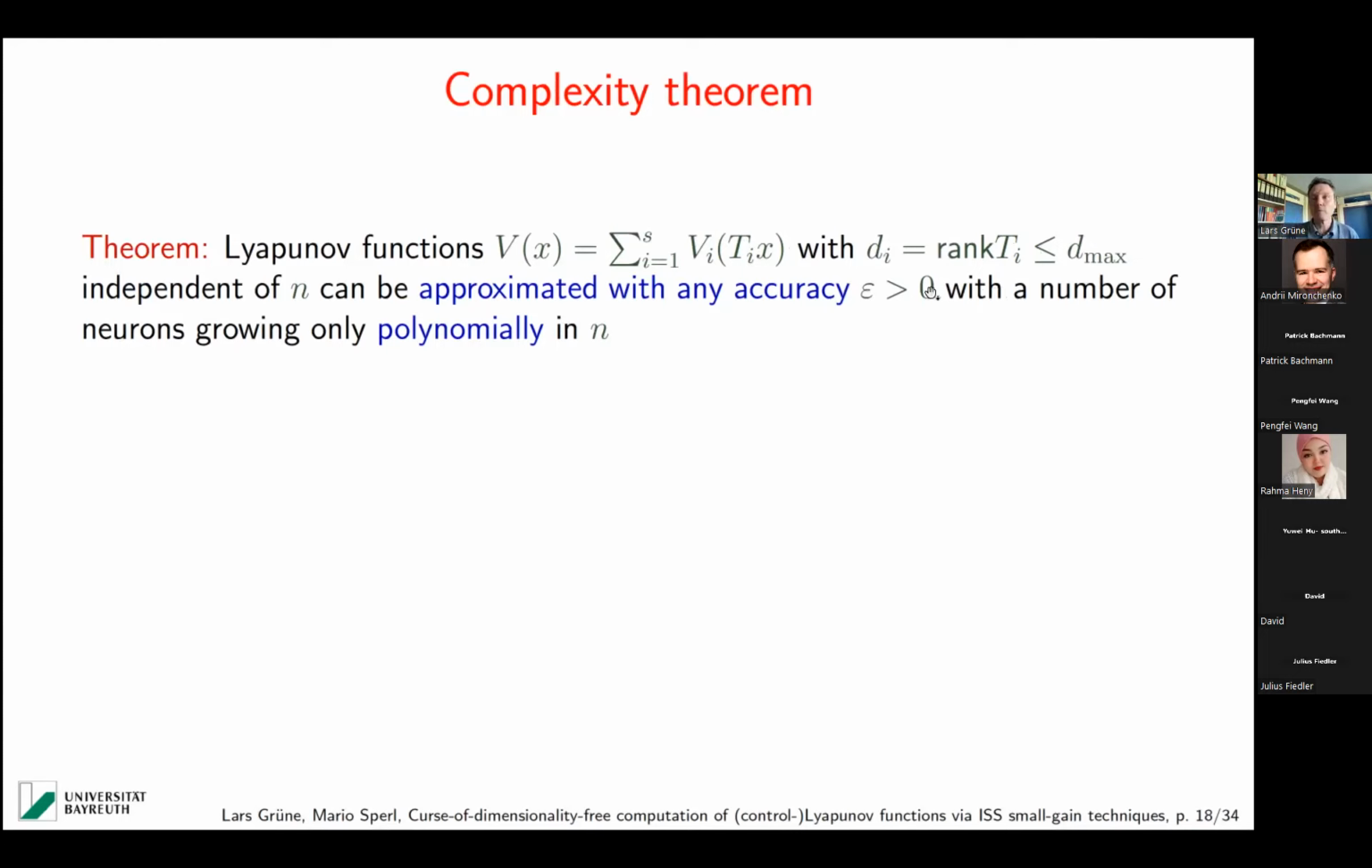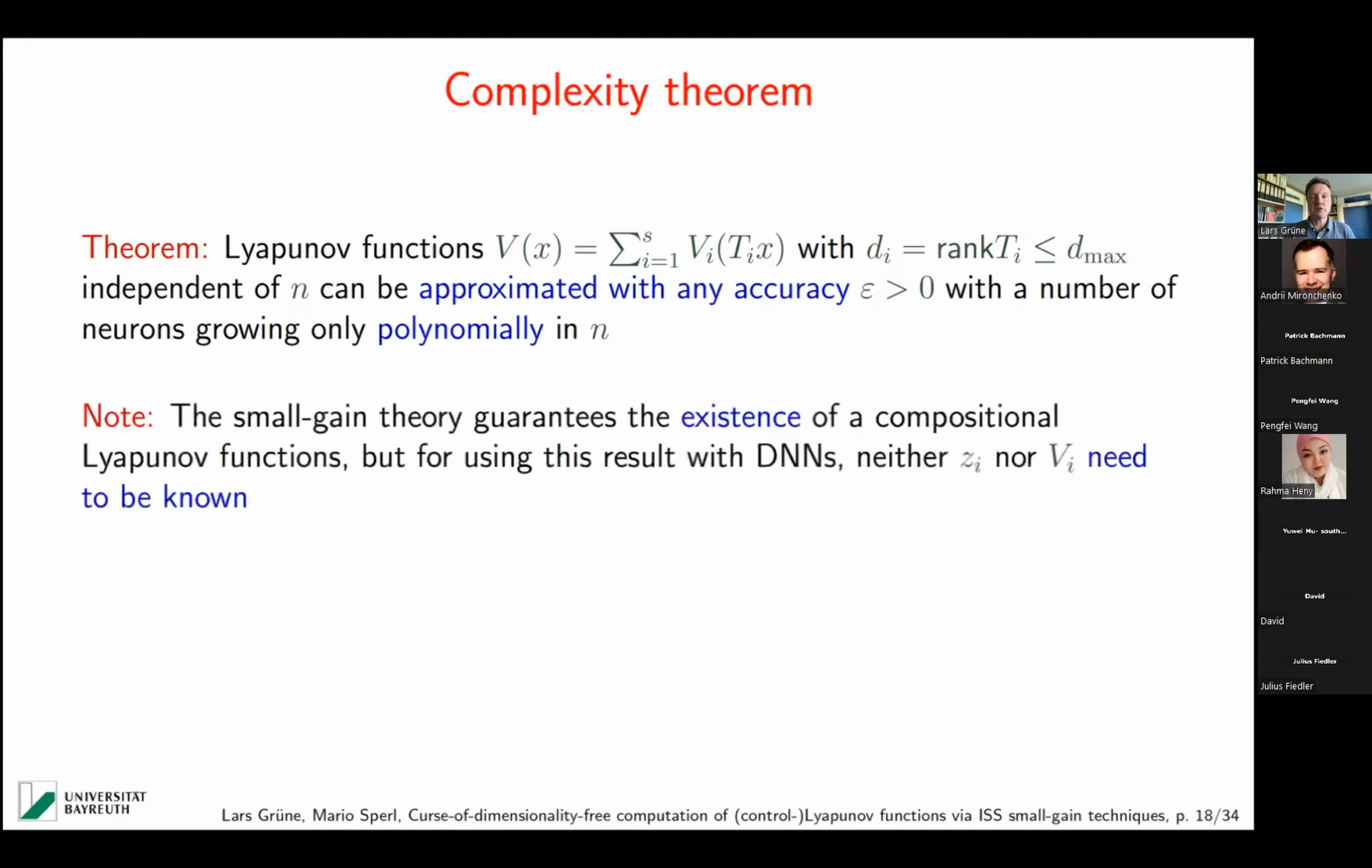And if we assume that such Lyapunov functions exist, where this rank here, d max, is independent of n, then they can indeed be approximated with any accuracy epsilon with a number of neurons that grows only polynomially in n. So you can really prove that if such separable Lyapunov functions exist, then you can beat the curse of dimensionality with deep neural networks. And again, we have small gain theory as a justification for this method because it ensures the existence of such a function.